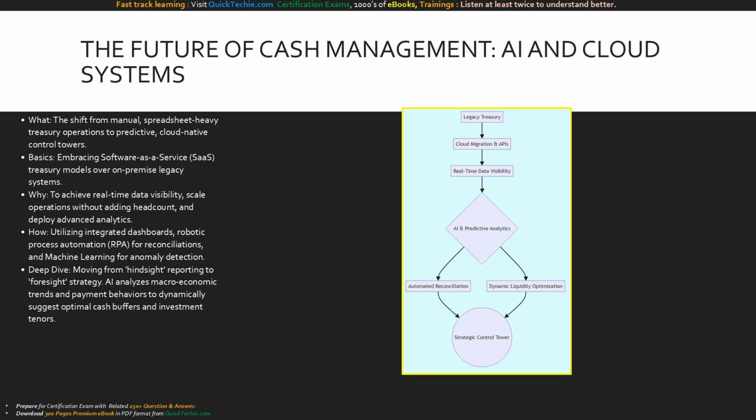Only once your data is clean and visible can you step into the Decision Diamond, AI, and predictive analytics. This intelligence powers both automated reconciliation on the operational side and dynamic liquidity optimization on the strategic side. Mastering both transforms your department into the ultimate strategic control tower ready to navigate any financial environment.